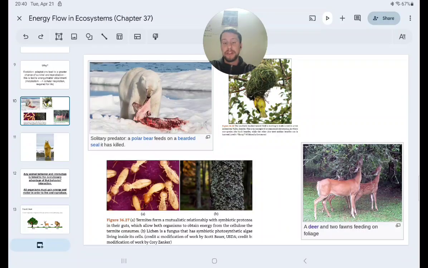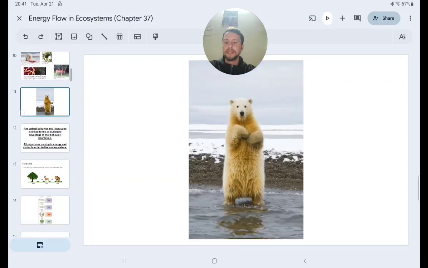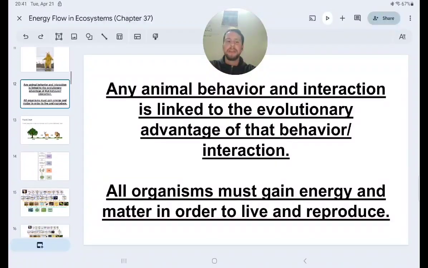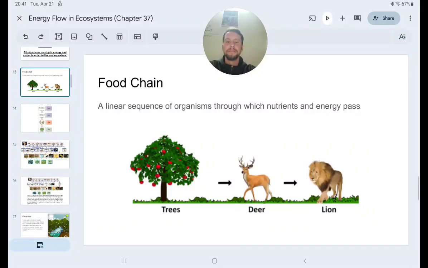Deer, you can see how the deer are benefiting and how the tree is harmed, right? Because the tree is losing energy, decreasing its chance of survival. So any animal behavior and interaction is linked to the evolutionary advantage of that behavior and interaction. All organisms must gain energy and matter in order to live and reproduce.